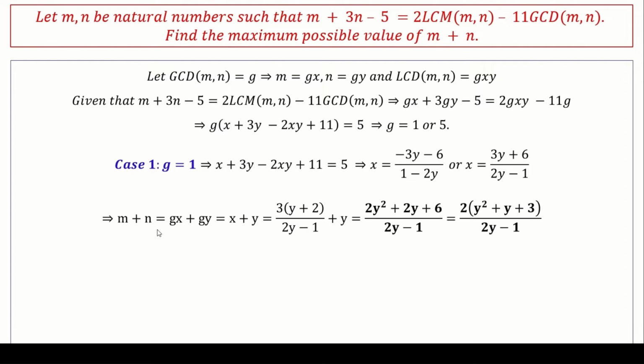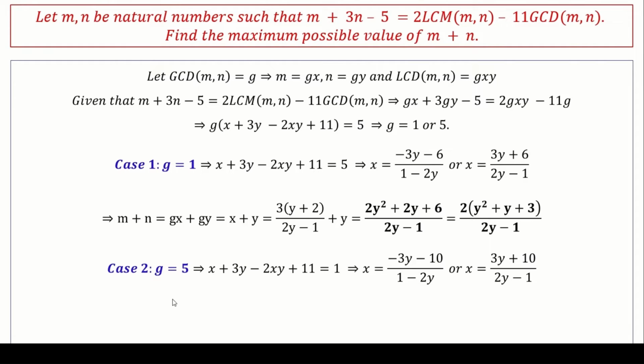Now m plus n equals Gx plus Gy, that is, with G being 1, x plus y. Taking the value of x from here, and simplifying, m plus n is 2 times (y square plus y plus 3) by (2y minus 1). For case 2, G equal to 5, the expression x plus 3y minus 2xy plus 11 has to be 1. So in that case, x equals (3y plus 10) by (2y minus 1).